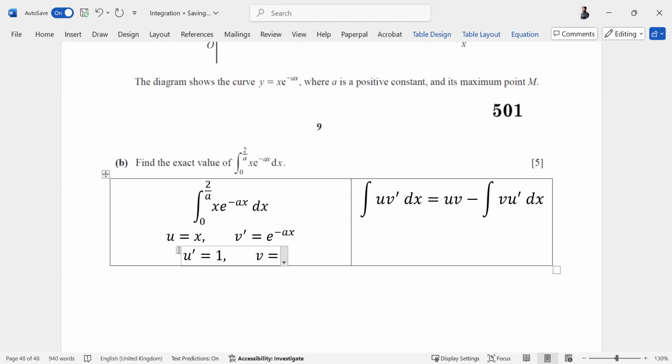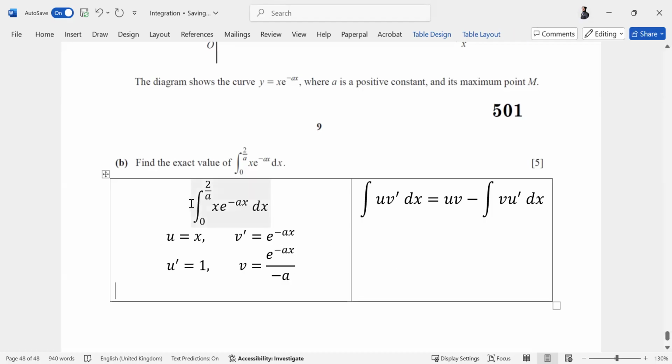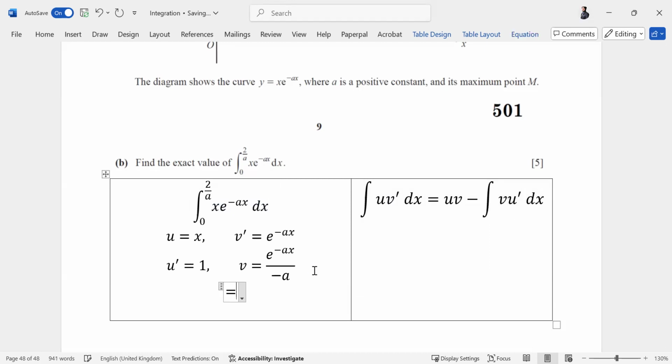Now, what do you need to do to get v from v dash? Integrate. How do we integrate an exponential function? The power remains as it is, and we divide by the derivative of the power. Is this our v? Now remember, this is the integral we have, and we are supposed to break it into parts. The limit has to be applied on the entire thing. So please be very careful when you write it. What is your u now? X. What is your v? Minus e minus ax upon a.